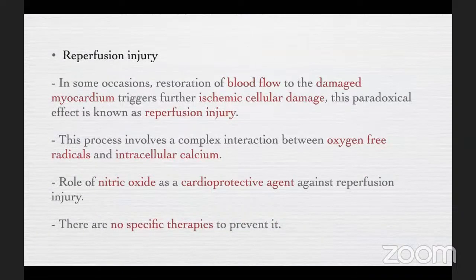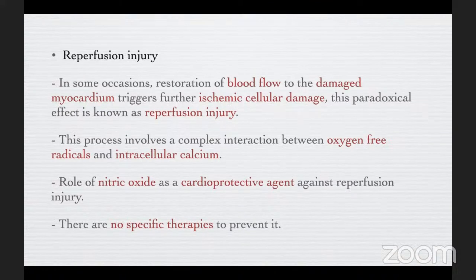Reperfusion injury. On some occasions, restoration of blood flow to the damaged myocardium triggers further ischemic cellular changes or damage. This paradoxical effect is known as reperfusion injury. This process involves a complex interaction between oxygen-free radicals and intracellular calcium, leading to acceleration of myocardial damage and death, microvascular dysfunction, and fatal arrhythmia.